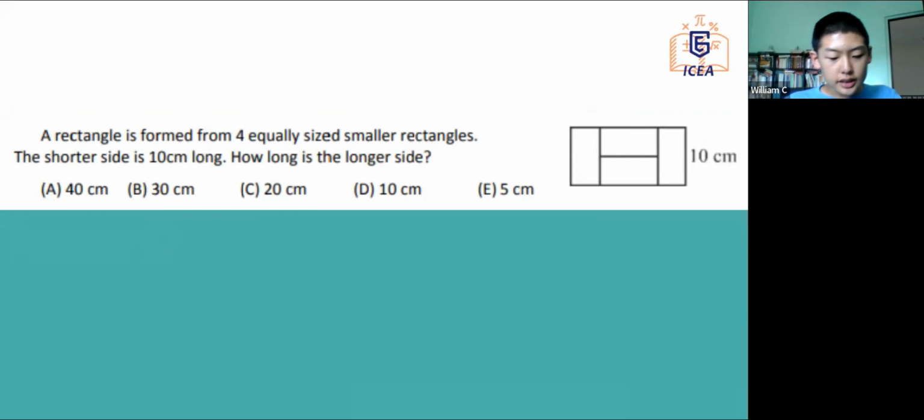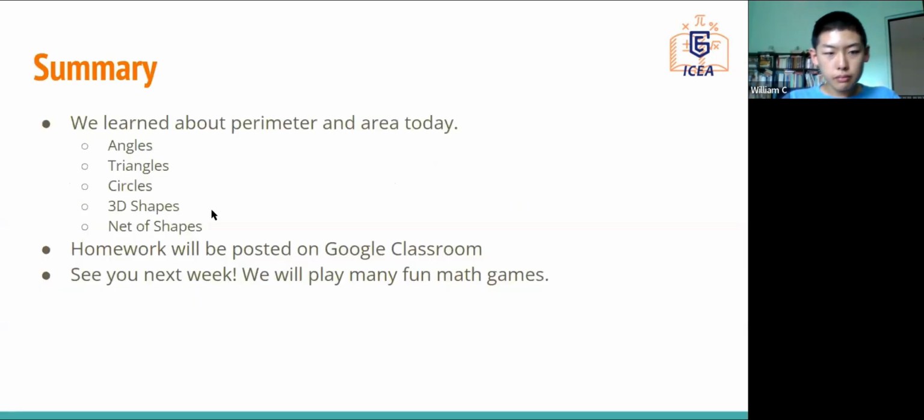A rectangle is formed from 4 equally sized smaller rectangles. The shorter side is 10 centimeters long. How long is the longer side? C is the correct answer.